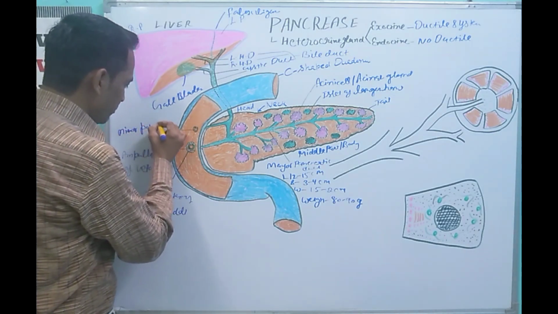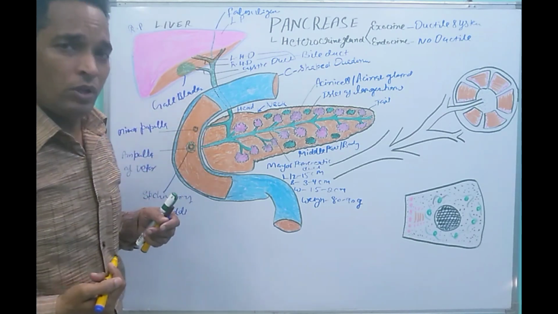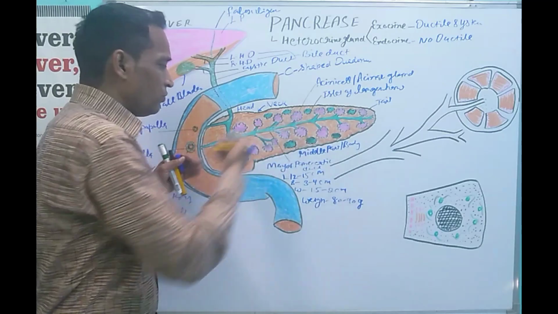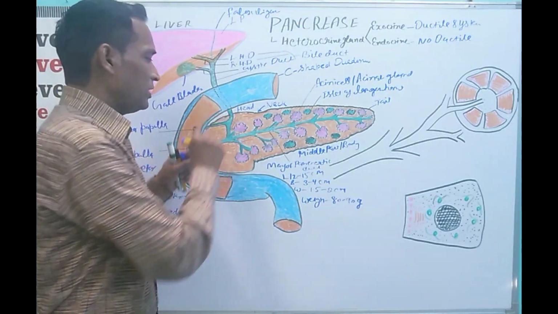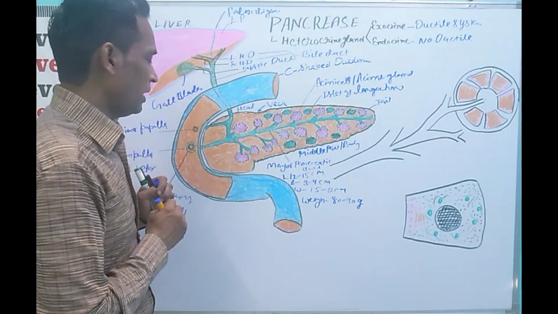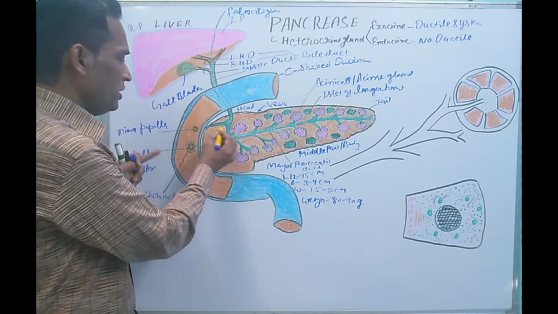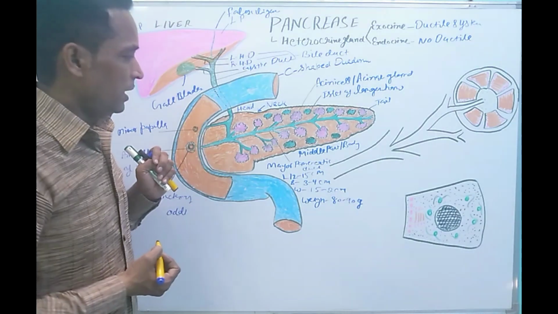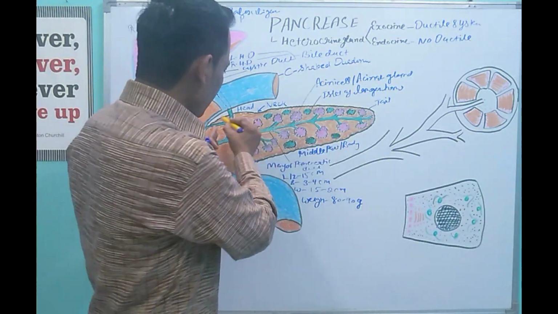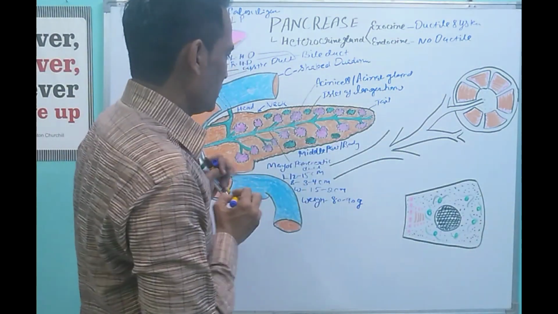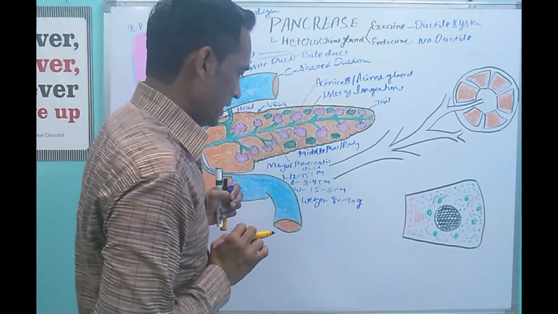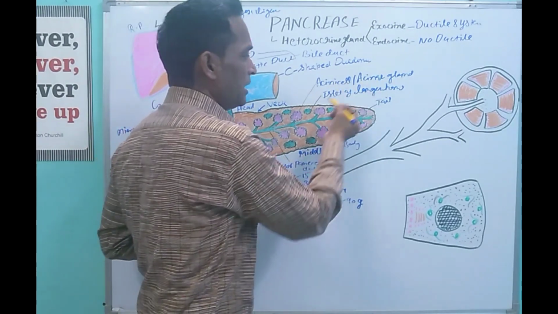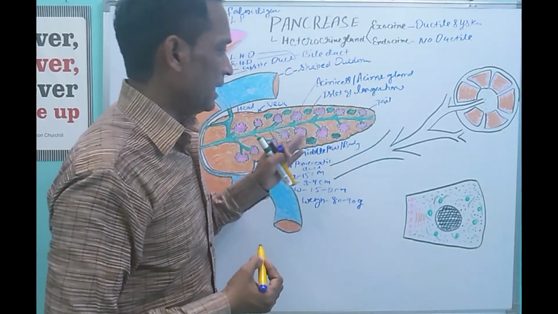Minor papilla arises in some people during pancreas formation, like a bud-like structure during the formation of the pancreas. So the minor papilla is a small structure that opens directly into the duodenum. And you know that the pancreas is a leaf-like structure containing two types of glandular cells, which are the acinar cells and the islets of Langerhans.